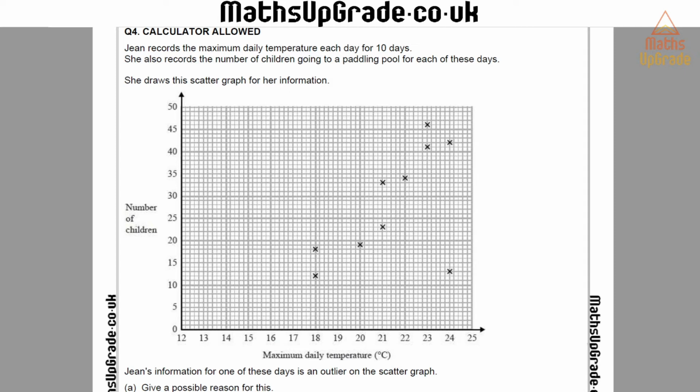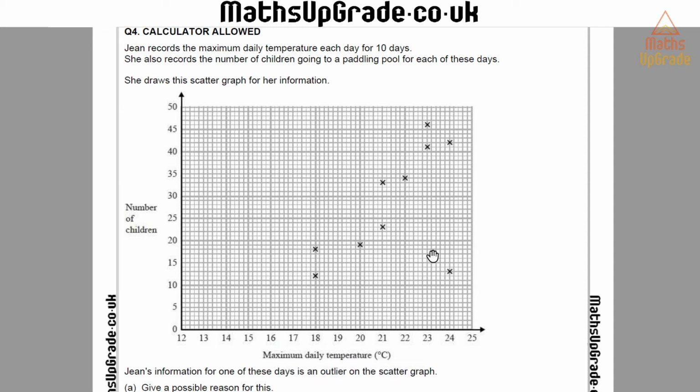We're told that Jean's information for one of the days is an outlier. Give a possible reason for having an outlier. So you can see this information here represents the number of children that go to a paddling pool, depending on the temperature. So you need to think of a reason why, on a day when it's very hot, there may not be as many children going to the paddling pool.